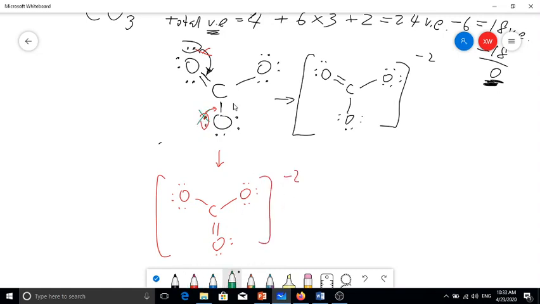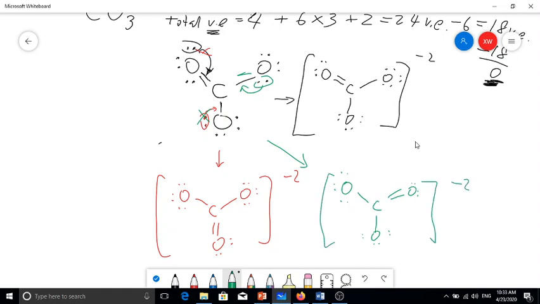And what if a lone pair from this oxygen comes over? That will lead to this green structure. You can imagine the double bond will be between this carbon and this oxygen. So you can see there are 3 possible Lewis structures. The difference is the double bond location: here, here, or towards the bottom. These 3 Lewis structures all exist. This is what we call the resonance structure.